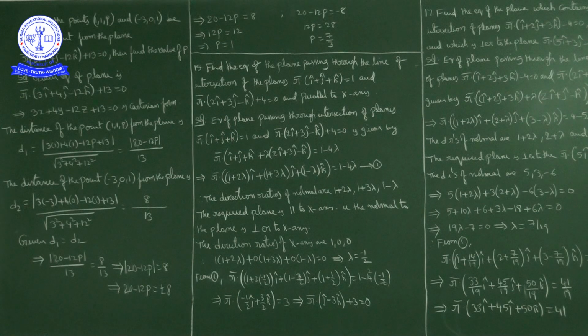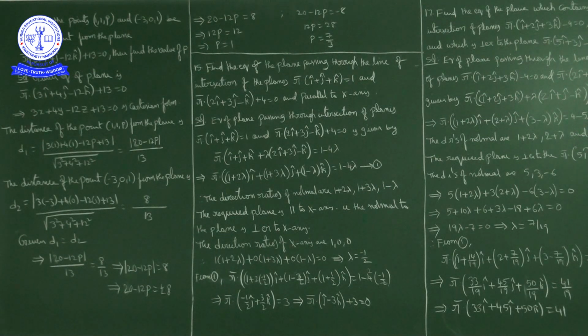Okay, now this plane equation, first equation, r bar dot n bar is equal to d form. Okay, so normal to this plane is what? Normal to this plane is 1 plus 2 lambda I cap plus 1 plus 3 lambda j cap plus 1 minus lambda k cap. So nothing but direction ratios of normal to this plane are 1 plus 2 lambda, 1 plus 3 lambda, and 1 minus lambda.